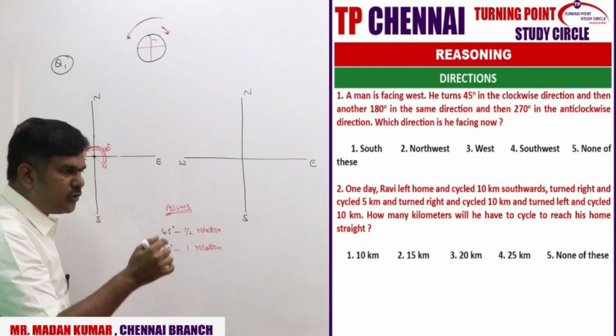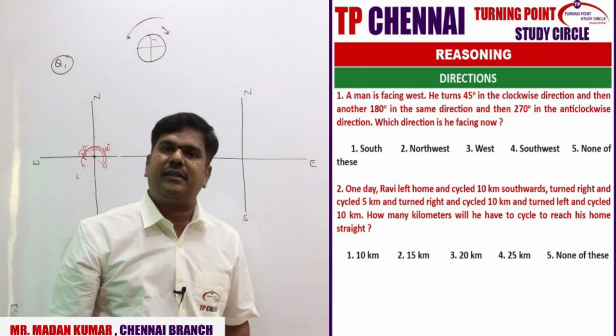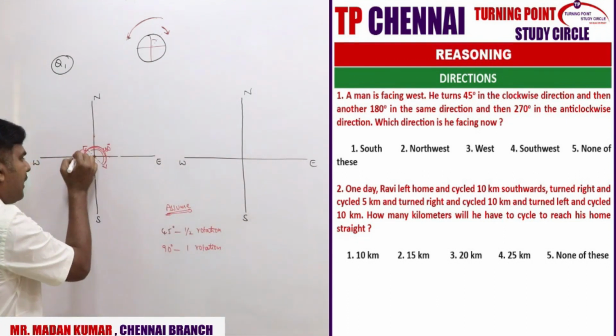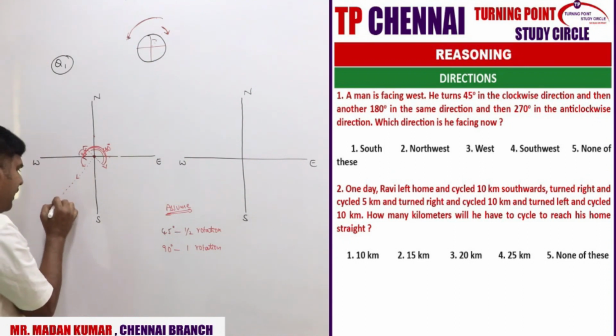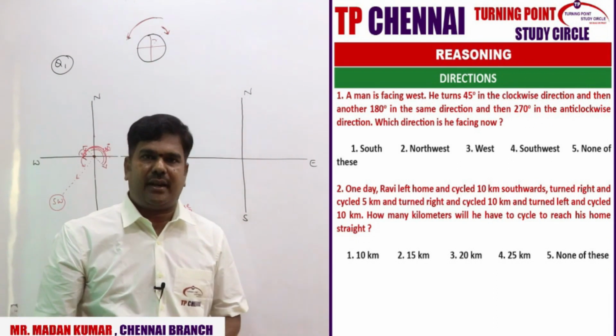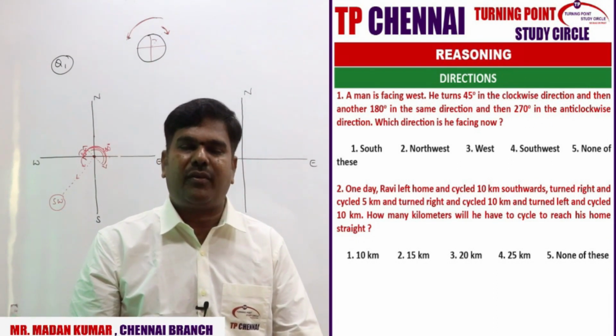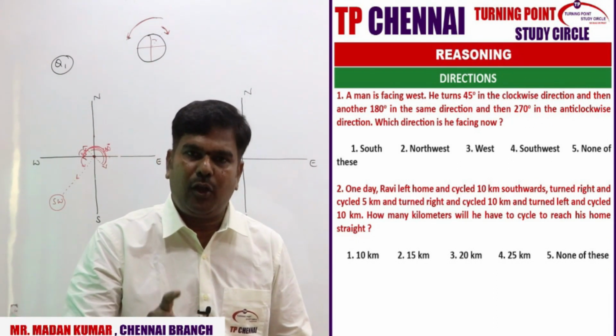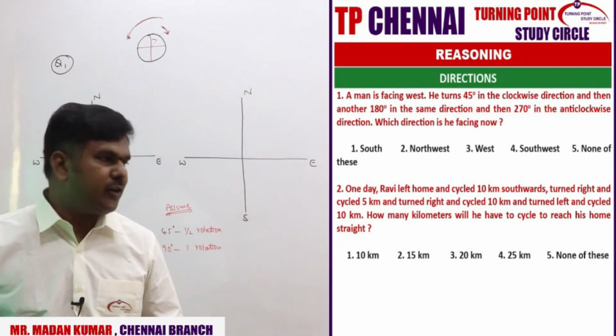Now finally, what is the question being asked? Which direction is he facing now? After 270 degrees anti-clockwise, which direction is he facing? Southwest direction. This is how easily we can find out the answer. Hope everybody is clear. Did you understand? What is the second question?